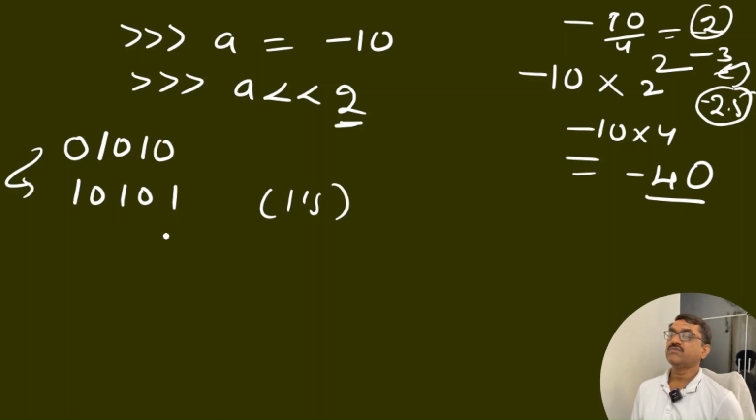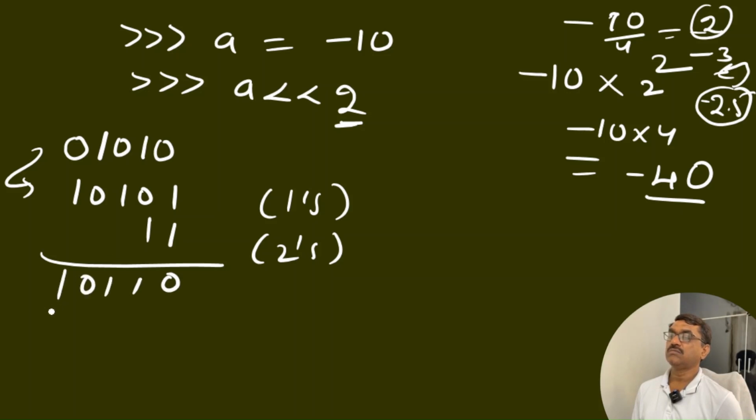Okay, after getting this 1's complement, you add 1 to get 2's complement, right? 1 plus 1, 0, 1, 1, 1, 0, 1. So it is 10110.